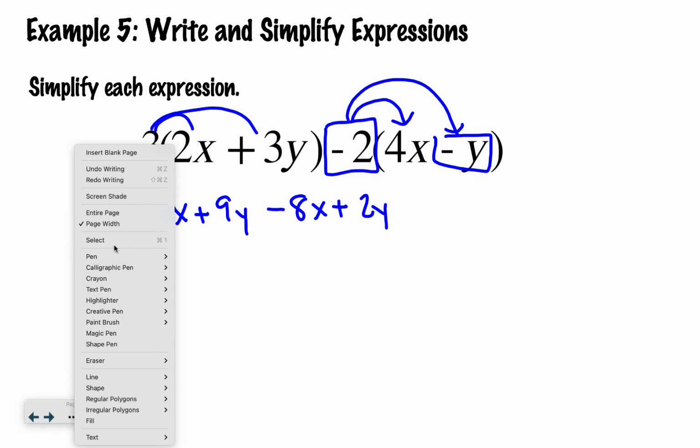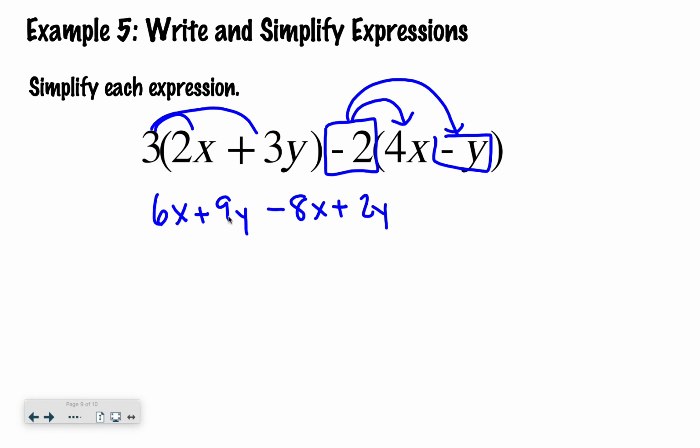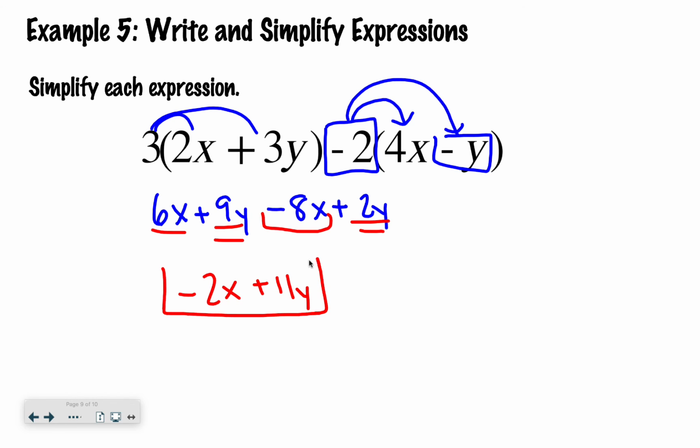Now I look at these and I say, okay, do I have any like terms that I can combine? I have an x term here and an x term here. So I have 6x minus 8x, that's -2x. And then I have a 9y plus 2y, so I would say plus 11y. And I am all done with that problem. Okay, so I distributed and then I combined like terms.